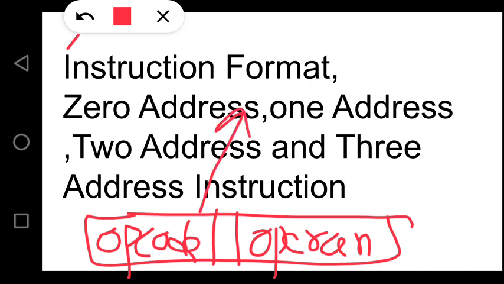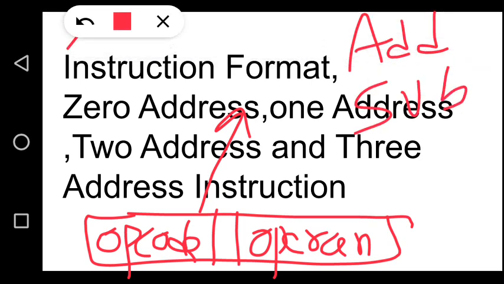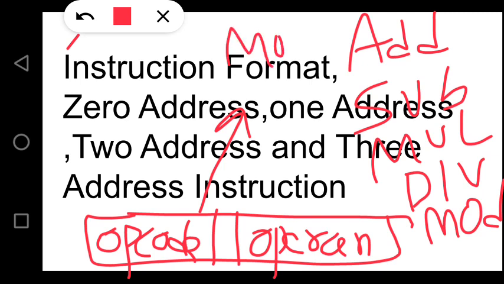Examples of opcodes are add, subtraction, multiplication, division, mod, move, store, complement. So like that there are n number of opcodes available. I'll explain how these opcodes are designed in terms of bits.